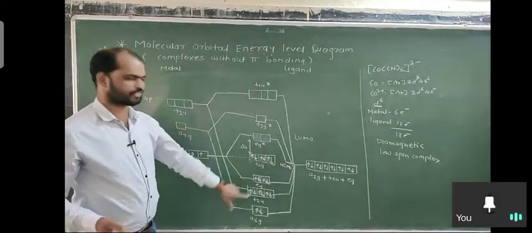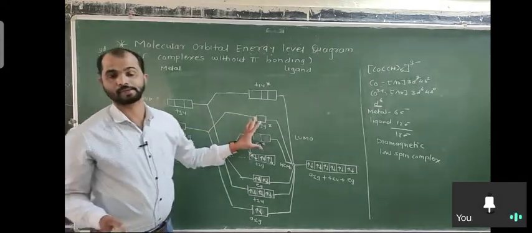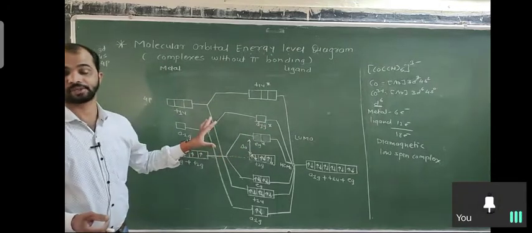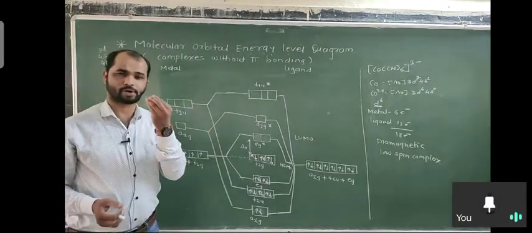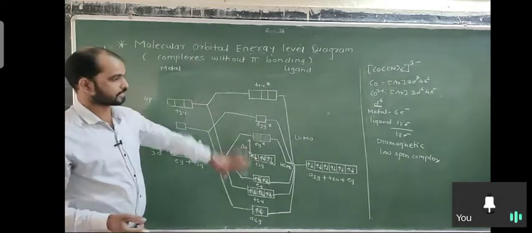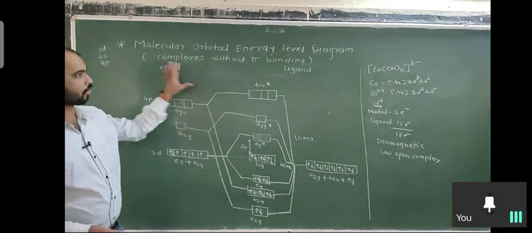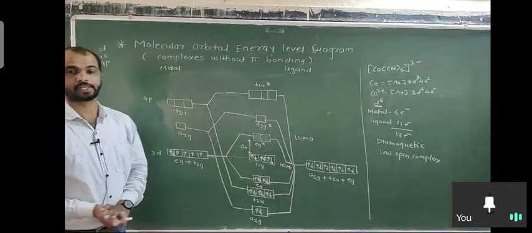Just the order is different, there are 0 marks for this example. 4 marks are asked for this example, and it requires only 5 minutes to solve it. Very easy to solve. So this way we have completed all these things about this molecular energy level diagram.